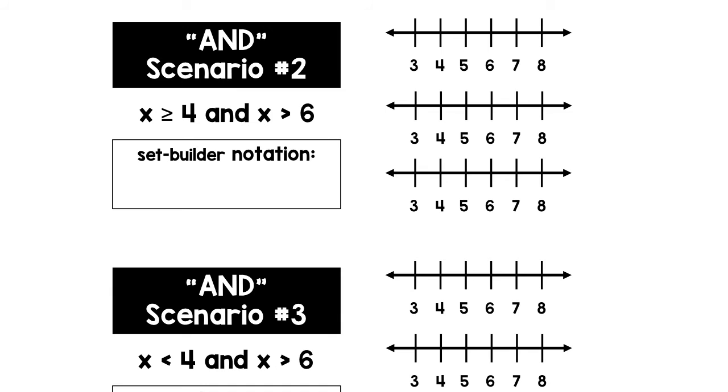Scenario number 2, X is greater than or equal to 4. Well, the circle on 4, and we shade to the right, and X is greater than 6. Circle on 6, shade to the right. These only overlap starting at 6. So since this is an "and" scenario, we have to only shade where they overlap. So that is essentially just what the bottom inequality shows. So our set builder notation, X given that, X is greater than 6 is all we can show.